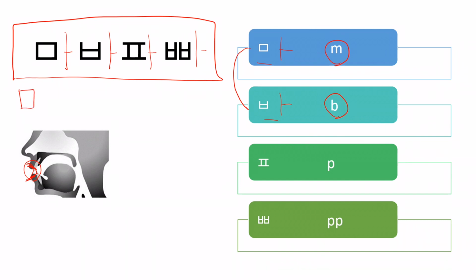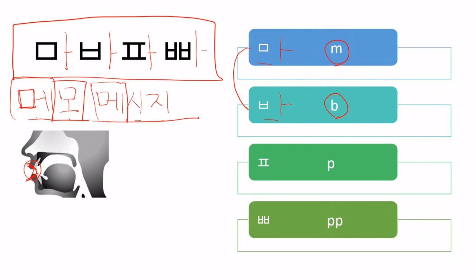Now, let's take a look at them in examples so we can distinguish how they sound are different. Let's look at m. Now, doesn't this look like a memo? M, a memo. So it's a m sound. And that is our first word. 메모. 메시지. Not memo. 메모. Not message. 메시지.